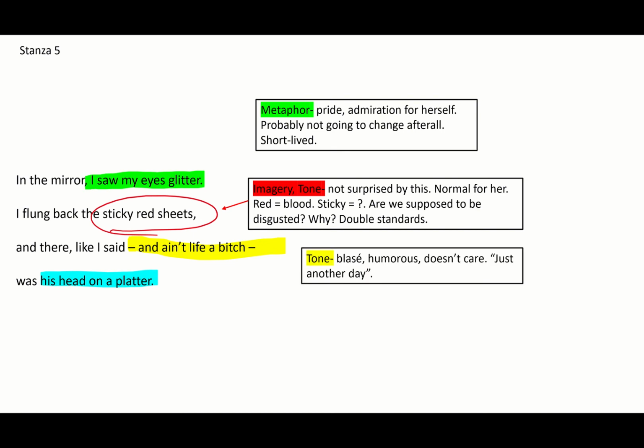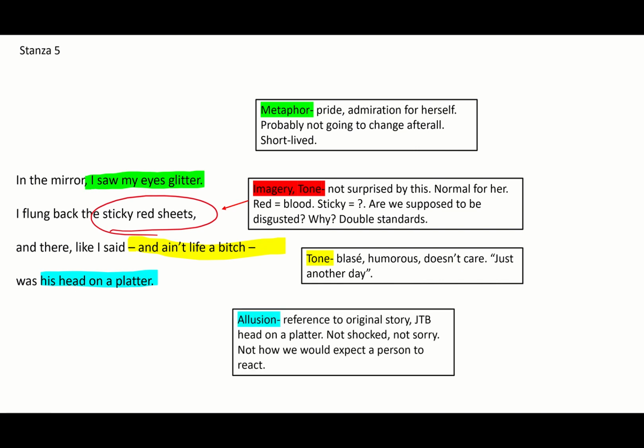So she flicks the sheets back, and "there, like I said, and ain't life a bitch," so blasé here. Actually quite funny. It's like, oh, this is just another day, another severed head in my bed. Right? So she's just so blasé, and we are supposed to find that funny. Like, oh, this again, you know. So she really just doesn't care.